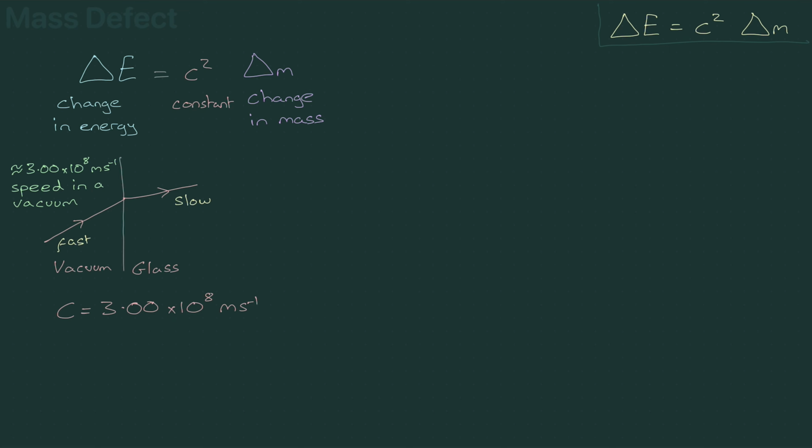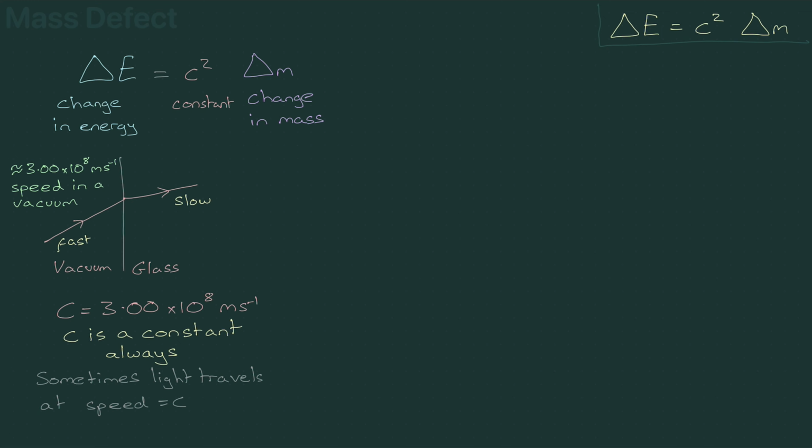Maybe it's better to simply realize that c is a constant, with a value of 3.00 times 10 to the 8 meters per second. The value of c does not change in a vacuum, in glass, in water. c is a constant. Sometimes light travels at this speed.